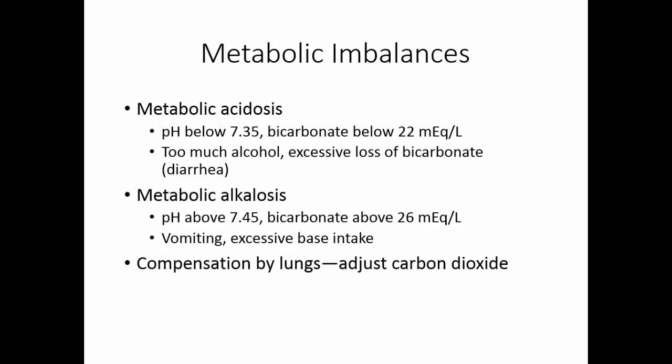Because this is a metabolic problem, we need to change the pH of the blood, and this time we're going to compensate with the lungs. We're going to adjust carbon dioxide levels in the blood to try to get the pH back to normal. In metabolic acidosis, we want to bring the pH back up. To bring the pH back up, we have to decrease carbon dioxide levels. So these people will begin to hyperventilate.